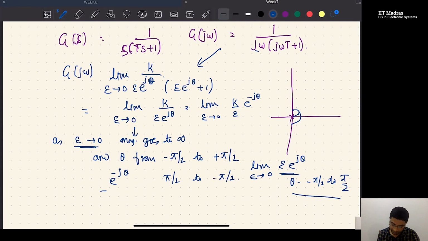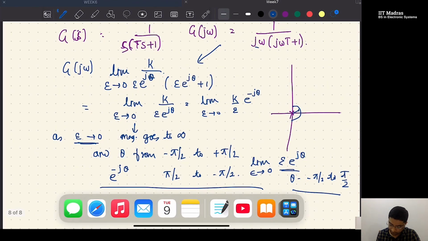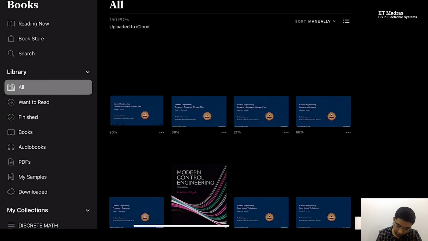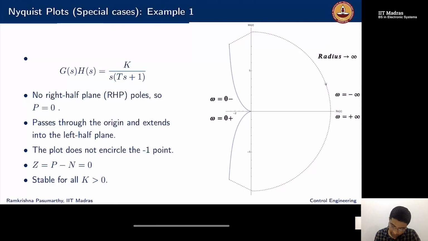Okay, and the rest all follows the same process. So we go back here and check what the Nyquist plot now looks like. This will again go to infinity. Earlier this length was k, now this becomes k times T.